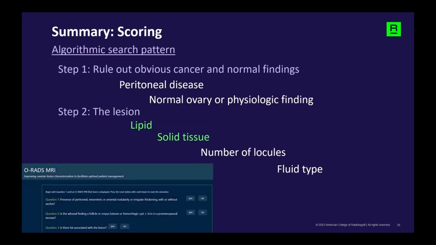When you're scoring, an algorithmic approach is helpful and can simplify how you look at these lesions. If there is a lesion, remember lipid and solid tissue. Those are the things that guide the score. And if these 2 things are not present, then you use locules and fluid type. And you can always refer to the calculator if you run into trouble scoring a lesion.